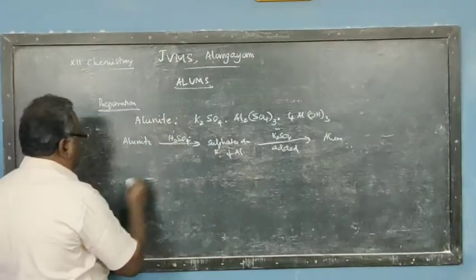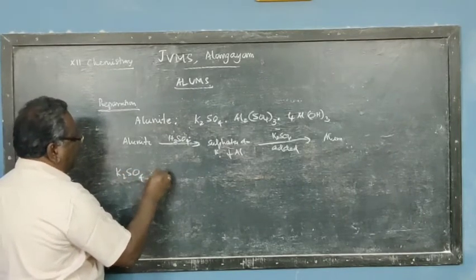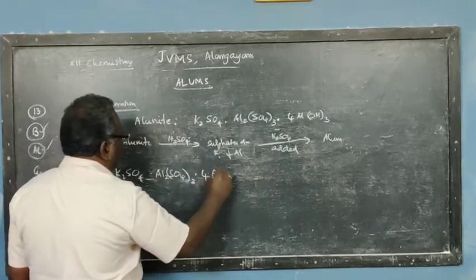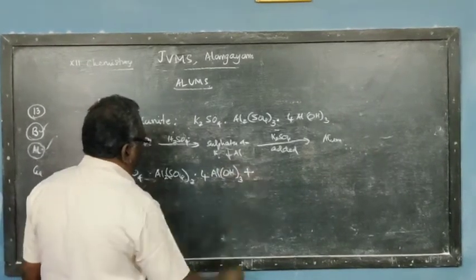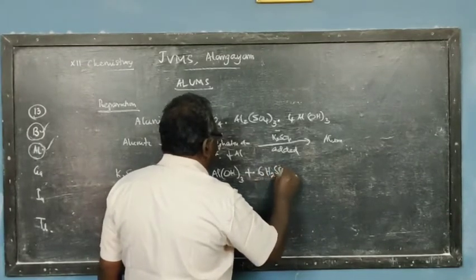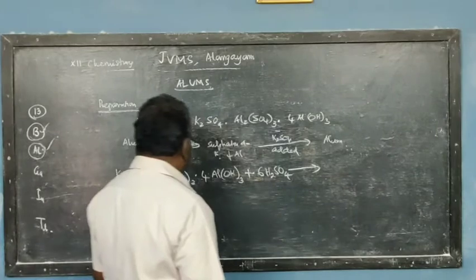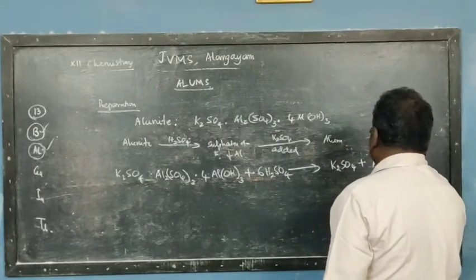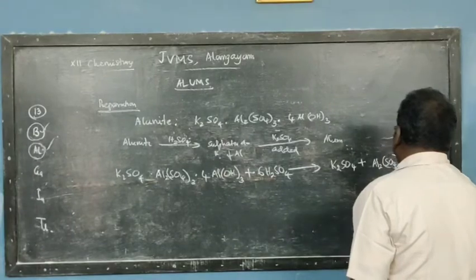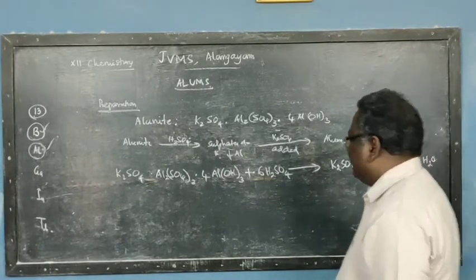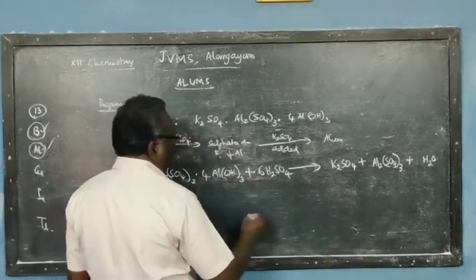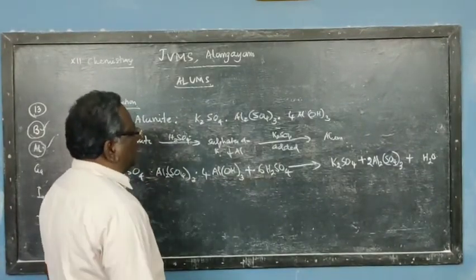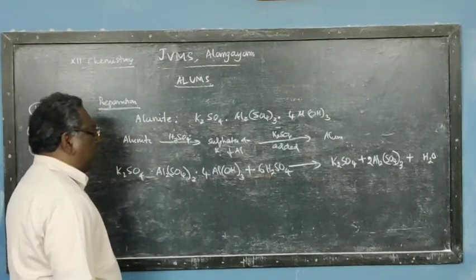So first step, this alunite, potassium sulfate with aluminum sulfate, 4 aluminum hydroxide, is heated with concentrated sulfuric acid, and it forms potassium sulfate plus aluminum sulfate and water molecule. Right? So we get how many aluminum sulfate? Here we get 2 aluminum sulfate. Right? Because there are 4 aluminum joining with 6 sulfate forming 2 aluminum sulfate.